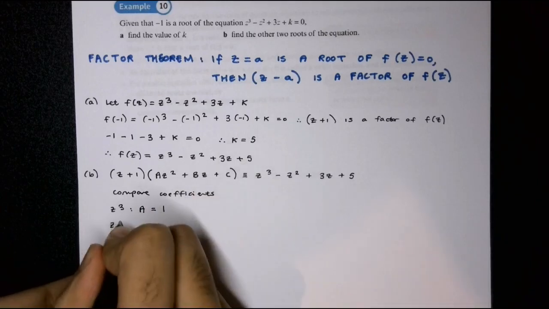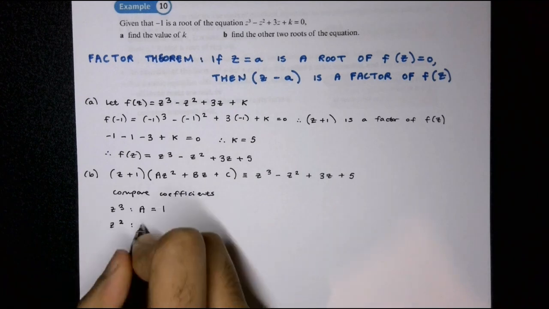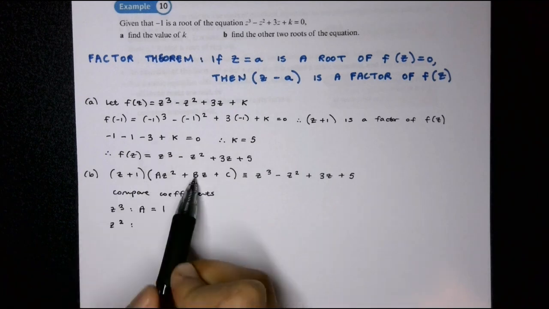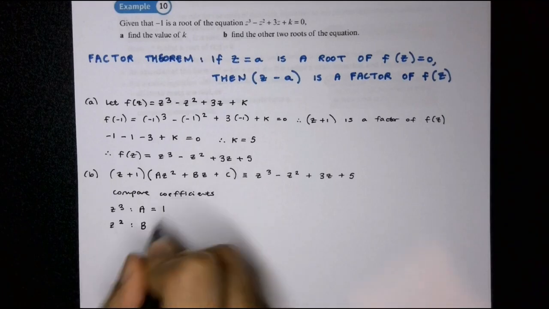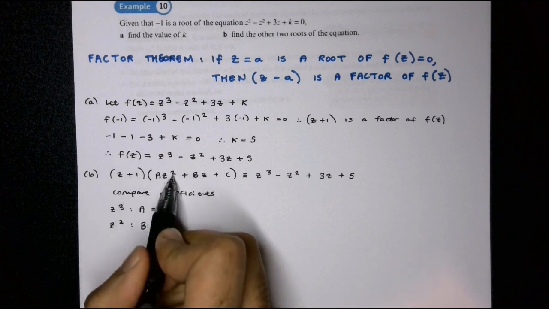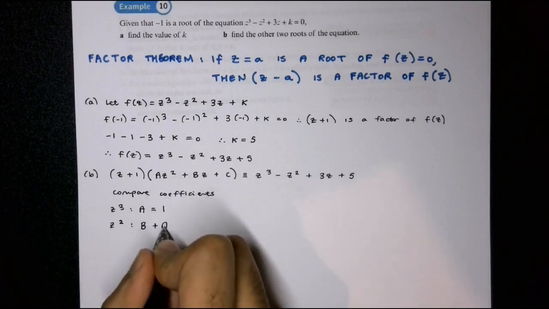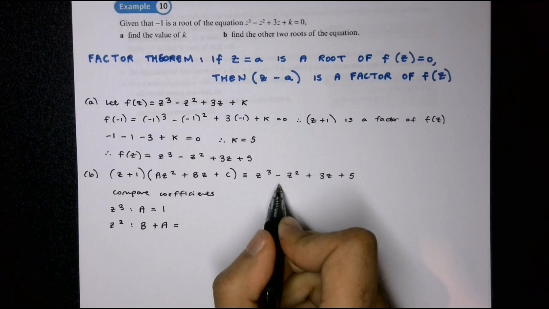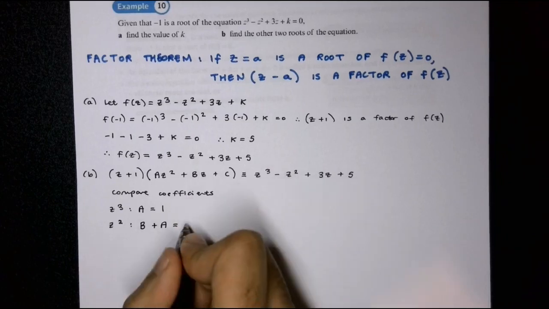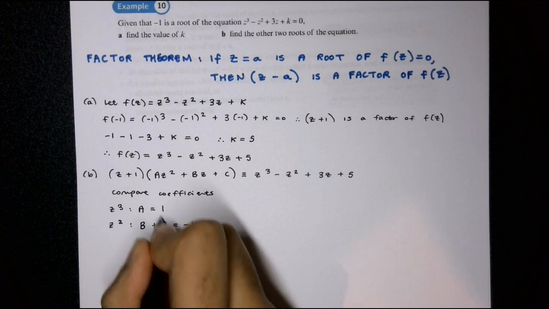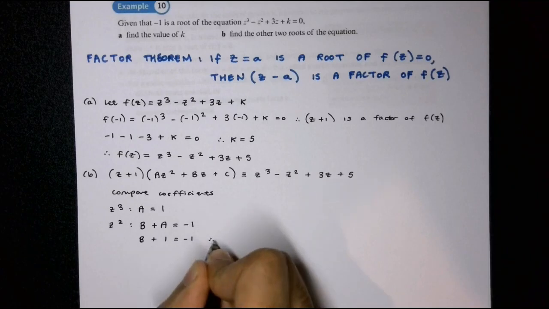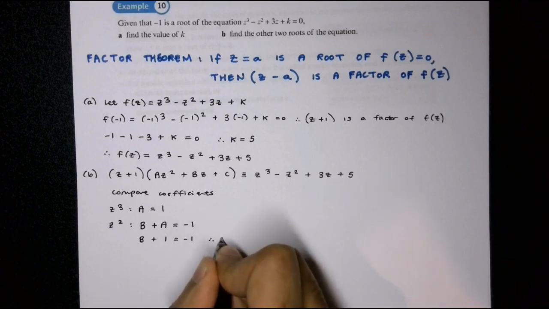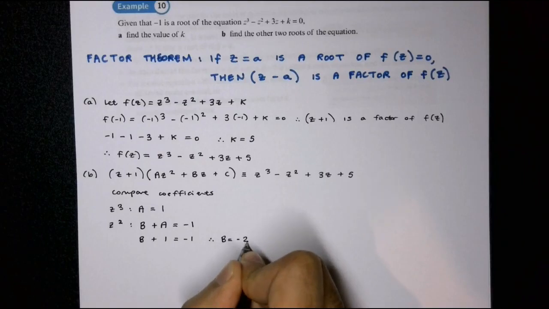If we compare the z squareds, on the left hand side, z times by bz gives bz squared, so the coefficient of z squared is just b. We've got 1 times by az squared giving us az squared, so the coefficient of z squared is simply a. And on the right hand side we have minus 1 z squared. Knowing that a is equal to 1, b plus 1 is equal to minus 1. Subtracting 1 from both sides, we can see that b is equal to minus 2.